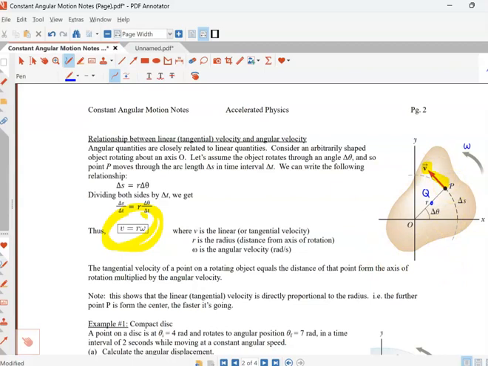Okay, so that's my brief summary on the equations, the mathematics of moving at a constant angular speed. Now let's put it in practice and do example number 1.